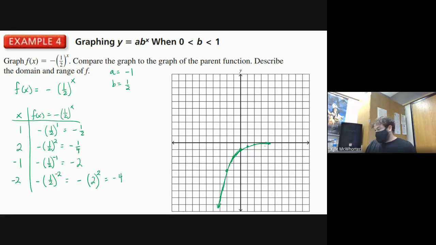So the domain and range: the domain is all real numbers. And the range, if you look at the y values, everything is below the x-axis, so it's all the y values that are less than 0.